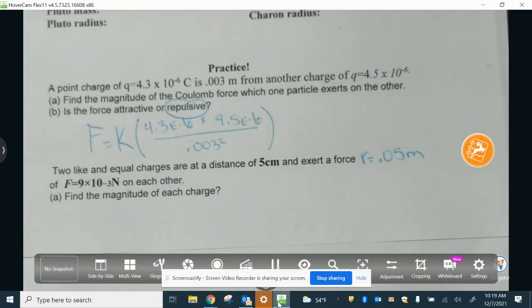Two like and equal charges are a distance of 0.05 meters apart and exert a force of 9 times 10 to the negative 3 newtons on each other. Find the magnitude of each charge. Okay. Do this in pencil.